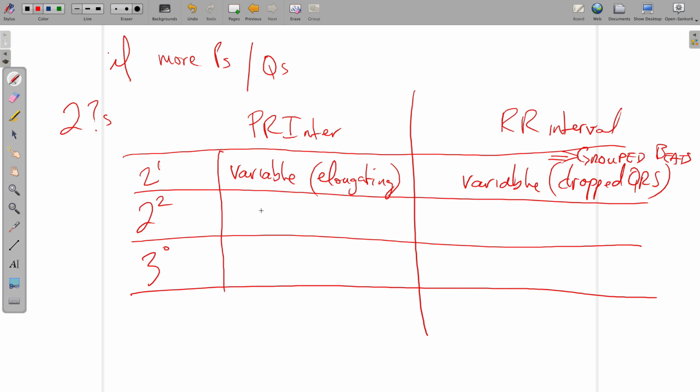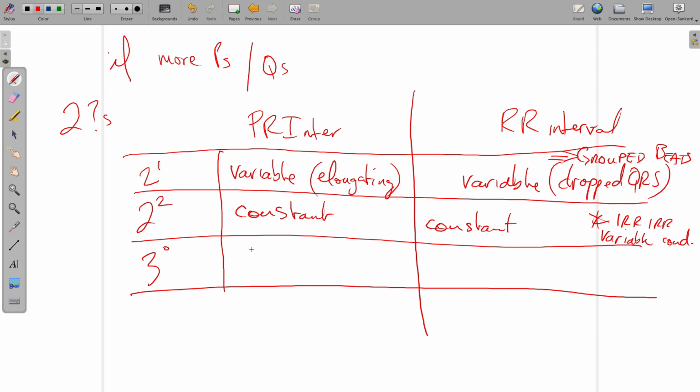All right, so let's go to second-degree type 2. In second-degree type 2, the PR interval is constant, and the R to R interval is constant. Just remember that I'm going to put this little asterisk and say sometimes it can be irregularly irregular if there is a level of variable conduction. The example that we gave is that if there are varying numbers of P waves that separate QRS complexes, then second-degree type 2 can be irregularly irregular.